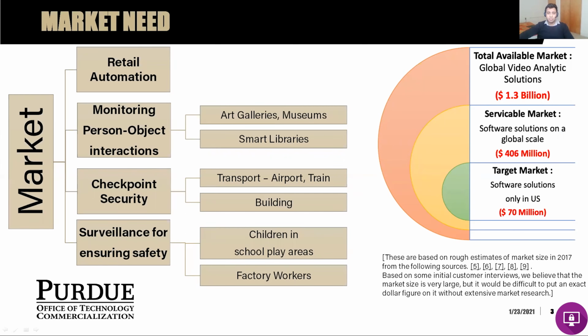Apart from the airport checkpoint security application and retail automation, our software could also be used for monitoring person-object interactions where people might be interacting with certain exhibits or books in a library, as well as surveillance in museums where people are not supposed to touch expensive exhibits. Additionally, it could be used for surveillance to ensure the safety of children playing in school areas and factory workers working in precarious situations.